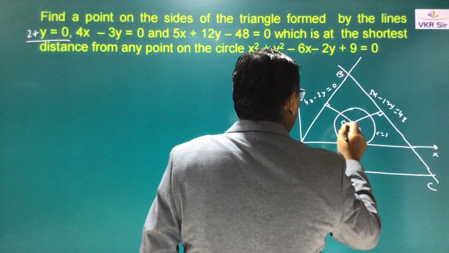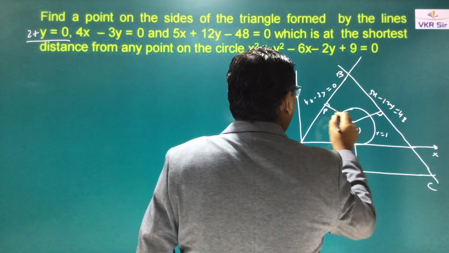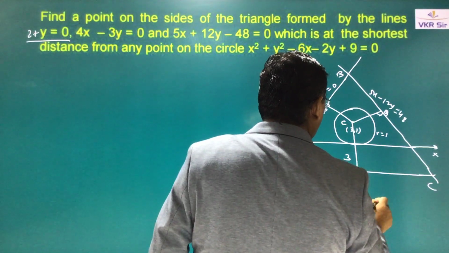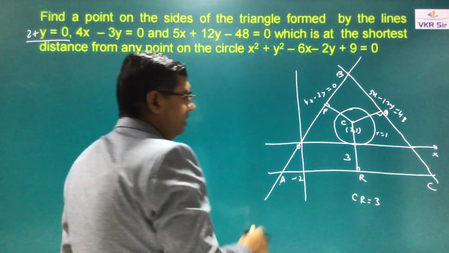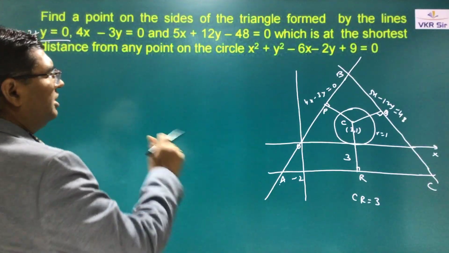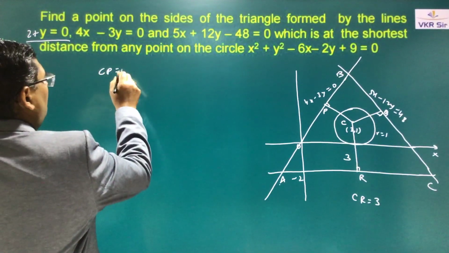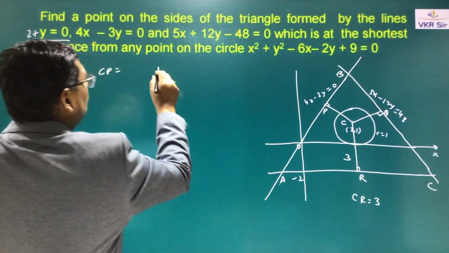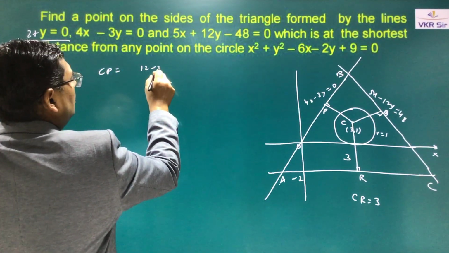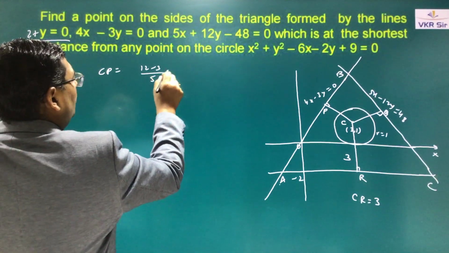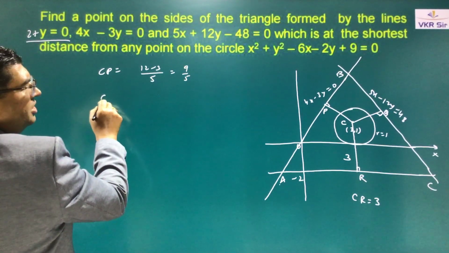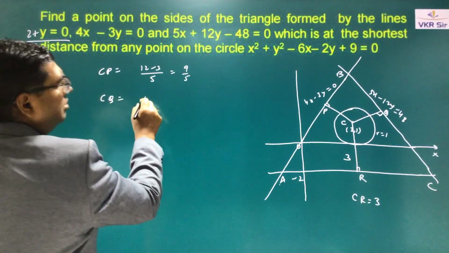So let's say this is C and this is P, this is Q and this is R. So CR we have found, this is equal to 3, and from the figure itself let's find CP. The CP is equal to how much? Let's place 3, 1 into this line. So this is 12 minus 3 divided by 5. So this is 9 by 5. Alright. And we'll find CQ. CQ is equal to how much?